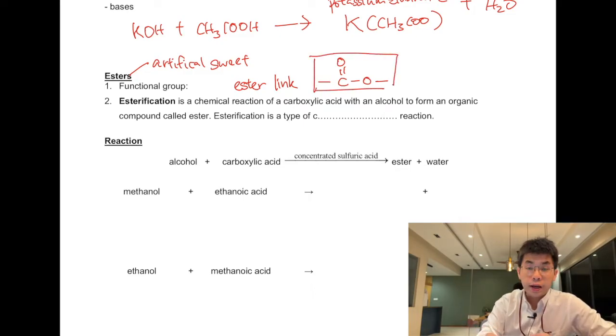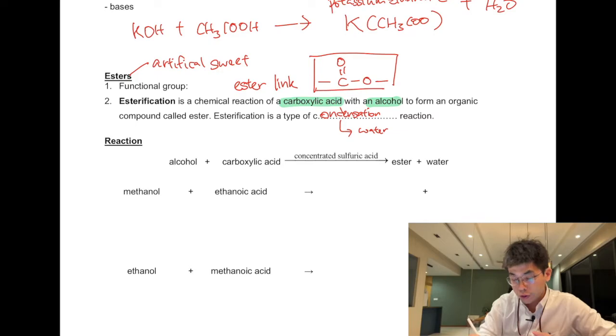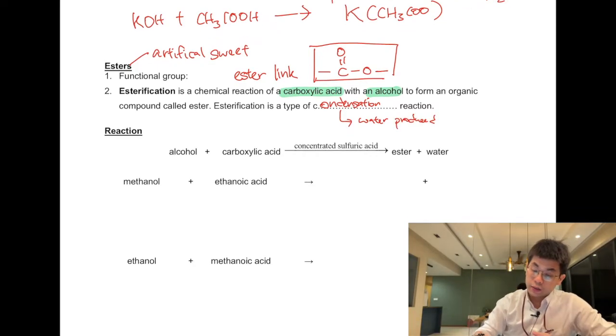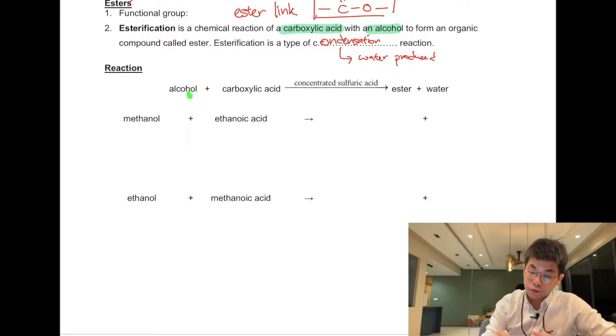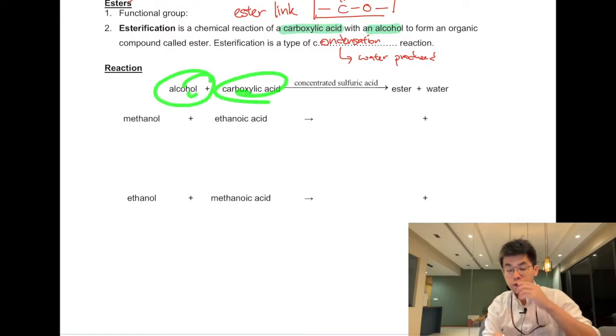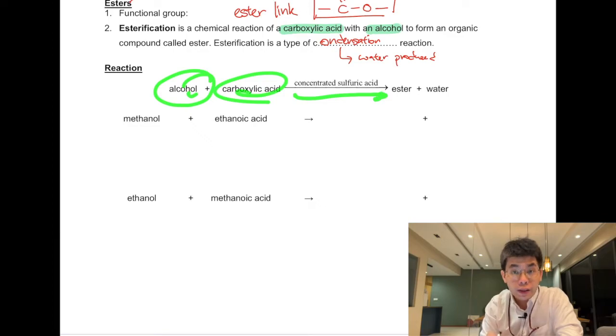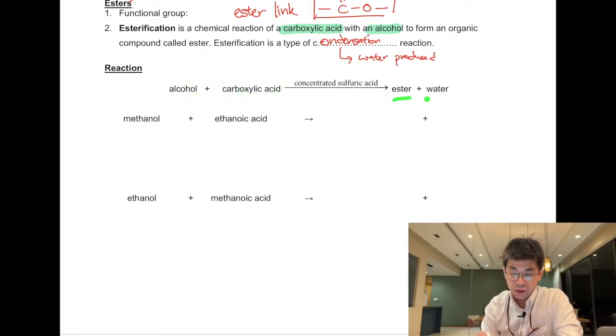Esters are formed by a reaction called esterification, a reaction between the carboxylic acid and the alcohol, and this reaction is a condensation reaction. If it's a condensation reaction, it means that water must be produced. So this is how the reaction looks. The alcohol reacts with the carboxylic acid with some concentrated sulfuric acid catalyst, and you form the ester and water.